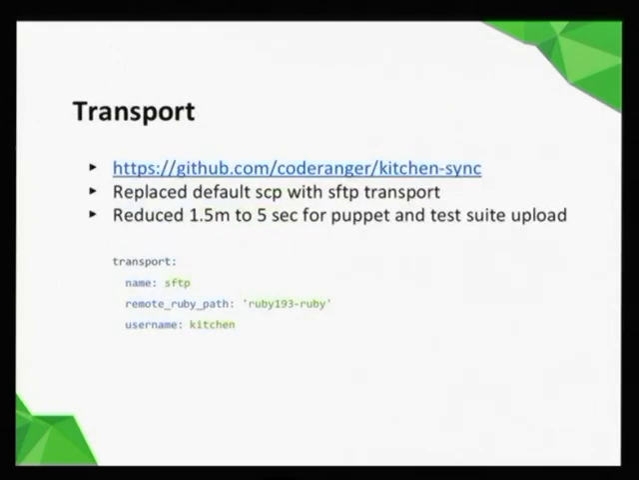So, transport. The original implementation is really underperforming. Luckily, there is already a project available called Kitchen Sync. Basically, the default SCP we replaced with SFTP and dramatically reduced the upload time. But the reason for that is not that SCP is generally worse than SFTP, it's just that the Ruby implementation in the standard library, Net::SSH, is somehow horribly underperformant for SCP.